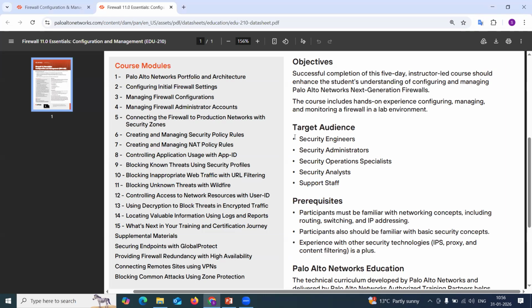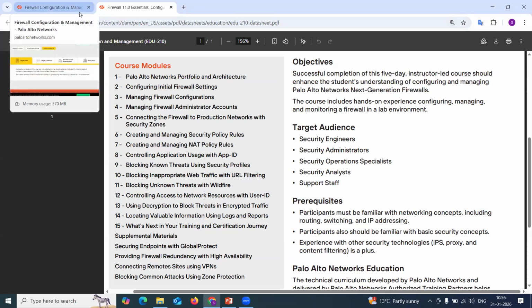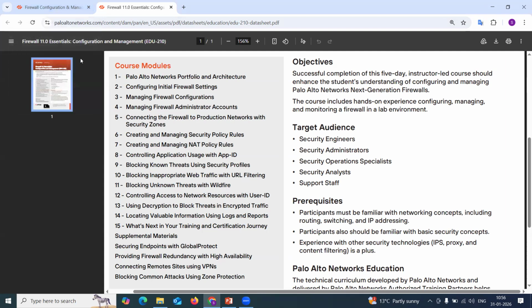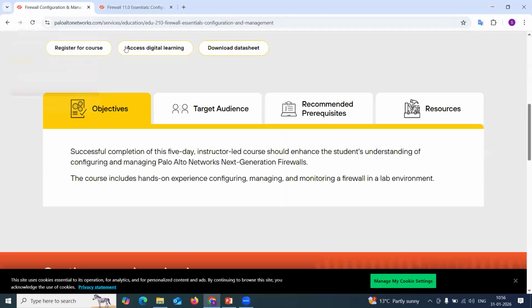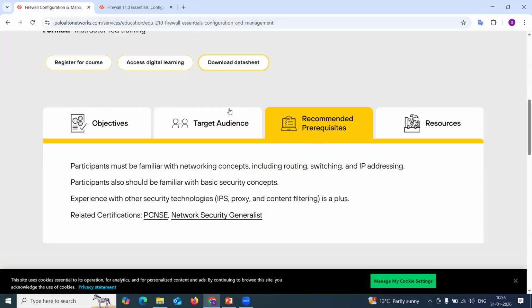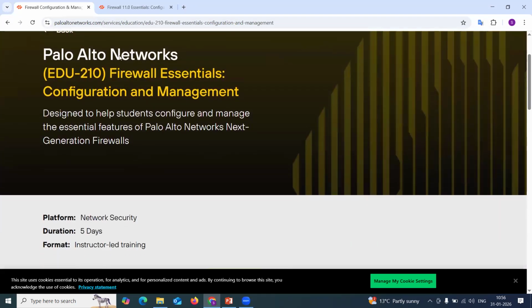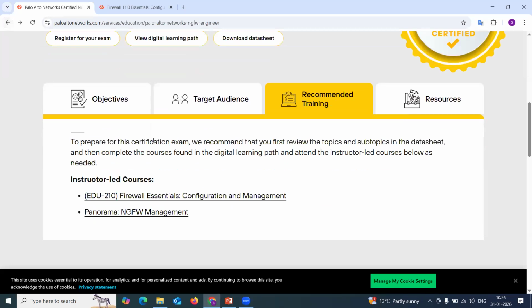Okay. So these are the prerequisites that you should know. You can say like before starting CCNP, you have to learn CCNA. Same way, this EDU 210 examination code is kind of a CCNA for your Palo Alto firewall. Now I'll close this. Now, if you go for a prerequisite, this is EDU 210. Let me go back.